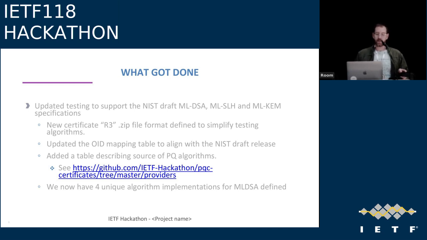So what got done? So one thing that we did, because of the new draft NIST released for the ML-DSA, the ML-SLH and the ML-KEM algorithms, so we updated our testing appropriately to support those. So we have an artifact file, because it's a zip file format for testing that. So we have updated that format. We have an OID mapping table because we need to be interoperable. So we've updated that as well to align with the NIST draft specifications. They're prototype OIDs because NIST hasn't given us final OIDs yet until they're standardized, but it's the best we can do at this point.